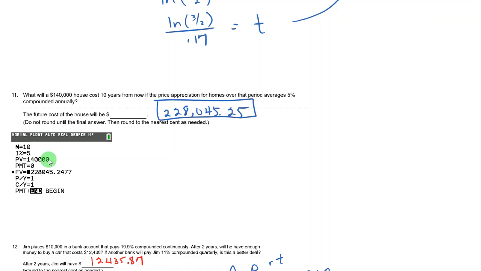140,000 is what it costs now. And PY and CY are 1 because it's annually. So we're going to solve on FV, and we get 228,045.25. So 10 years from now, with appreciation, a house that cost 140,000 will cost 228,000. So that's good to know.